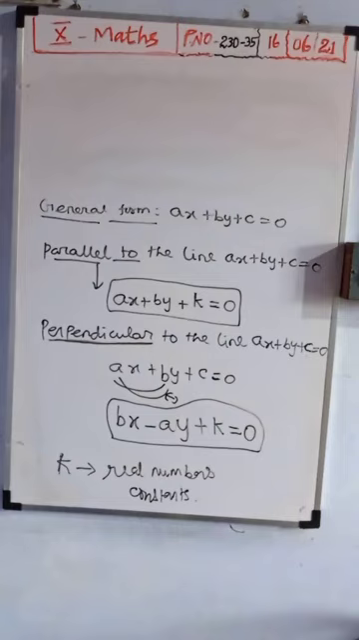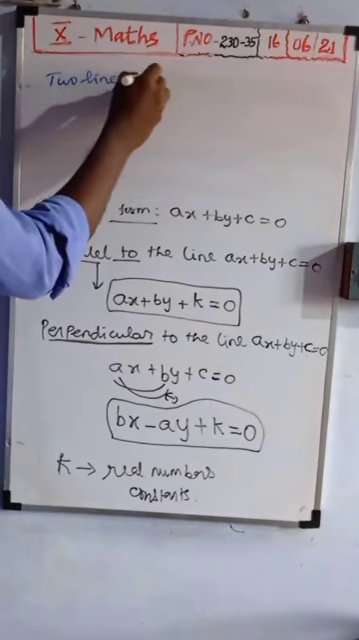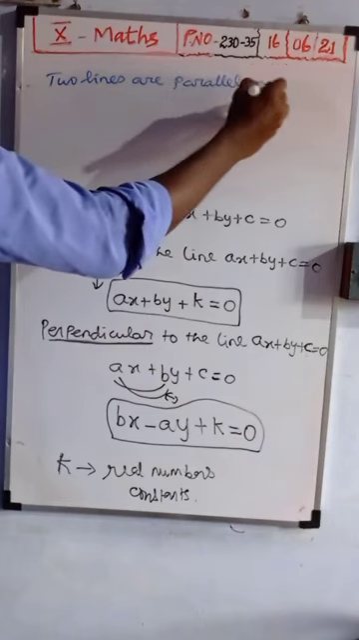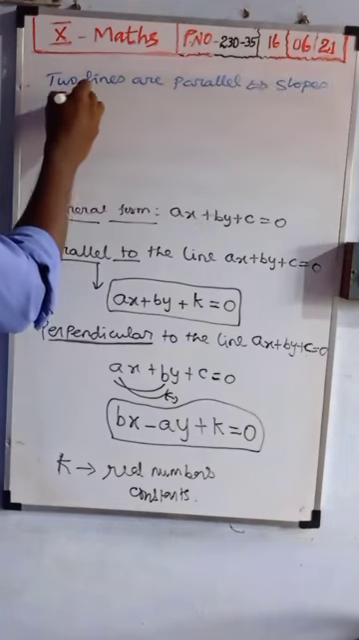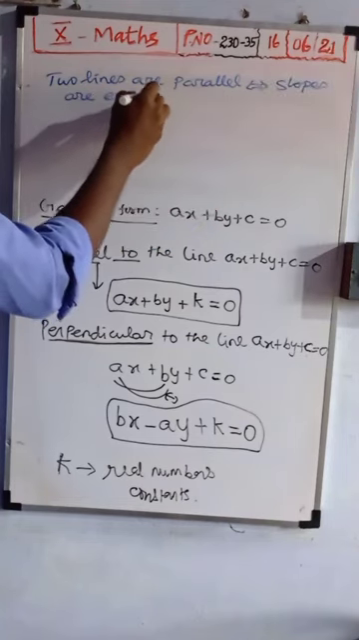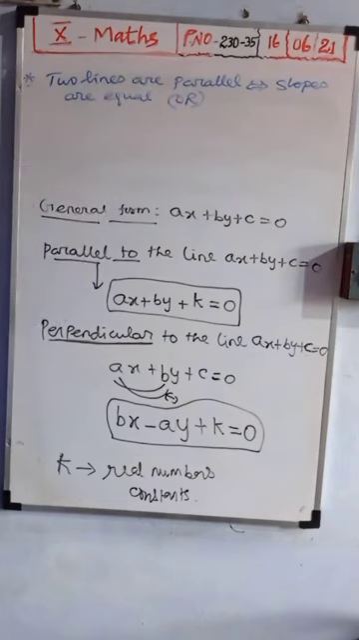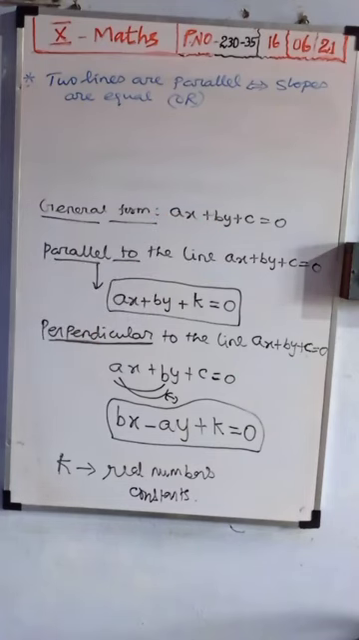Next, you already know the result. What is that? Two lines are parallel if and only if their slopes are equal. Yes, slopes are equal, or otherwise, here we want to use the coefficients. Okay, the x and y coefficients; the constant term will not be 0.